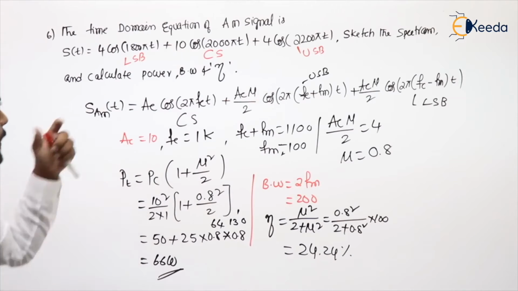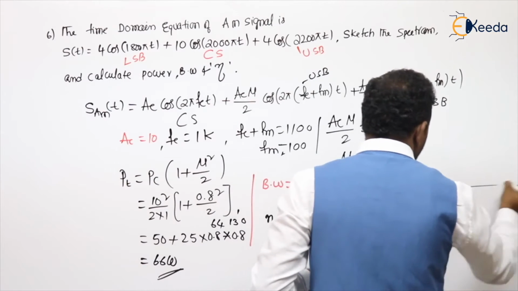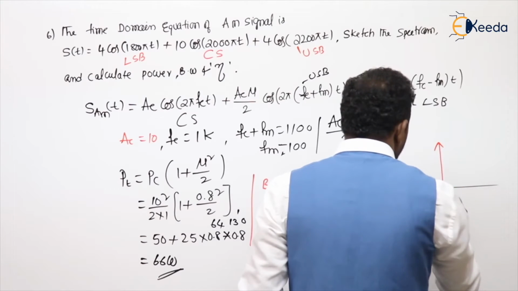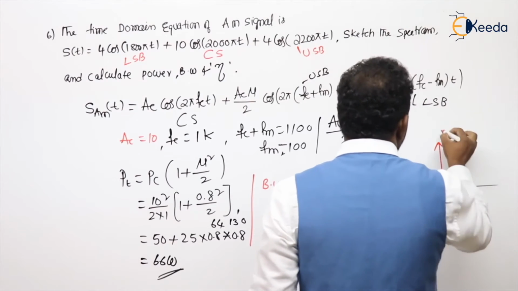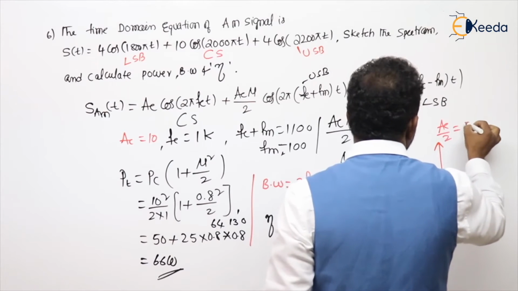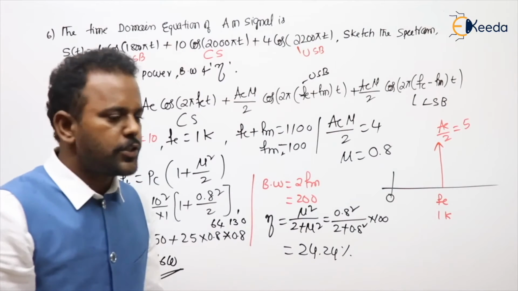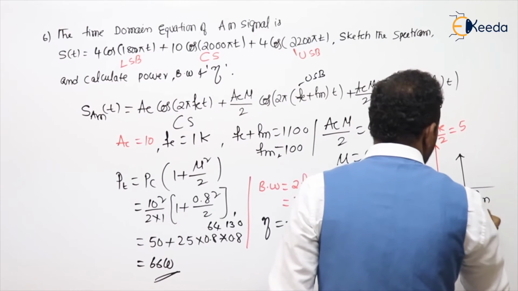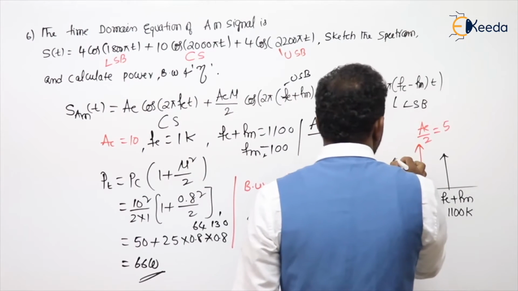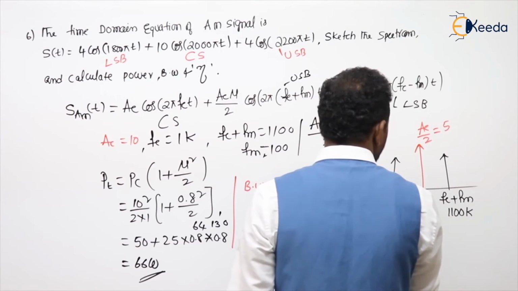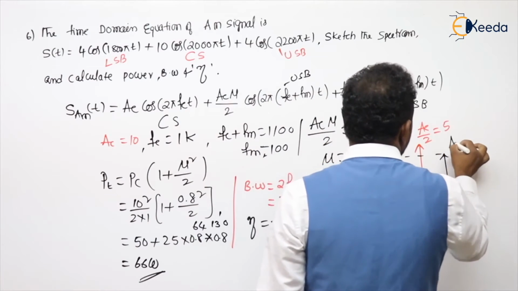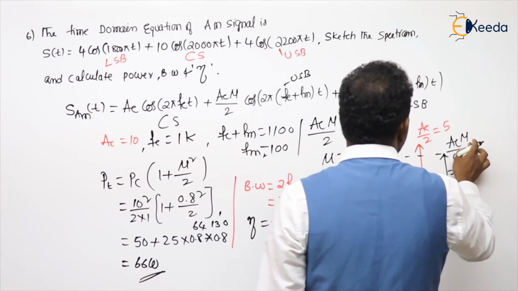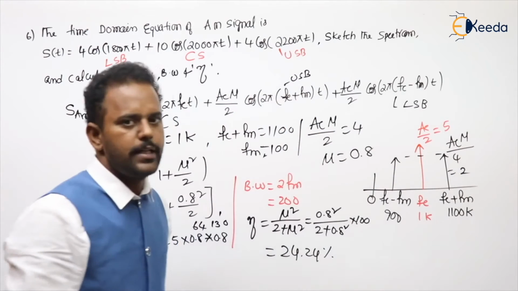After getting all, then what do we need to calculate? We need to calculate the spectrum. Draw the spectrum. In single-tone AM we have the carrier frequency component existing at FC. FC is 1 kilo. What is the strength? AC by 2. AC value is given 10. 10 by 2, 5. Next we have the upper sideband at FC plus FM, that is 1100, and the lower sideband at FC minus FM, 900. Strength is AC mu by 4. AC value given 10, 10 into mu 0.8, so 8. 8 by 4, 2. That is the spectrum.